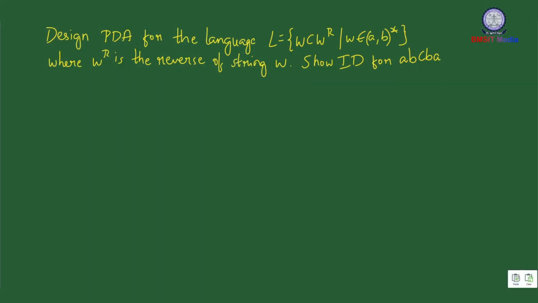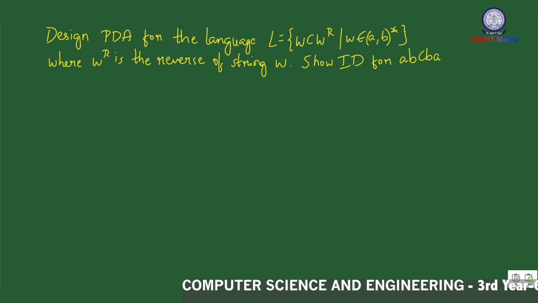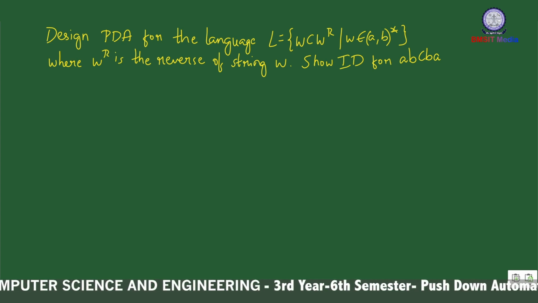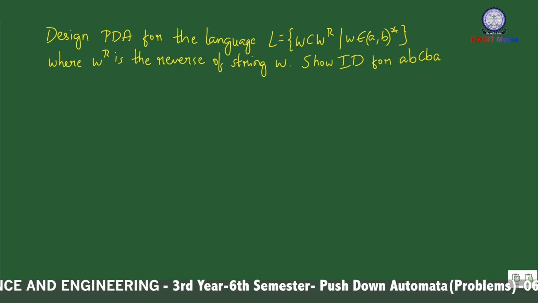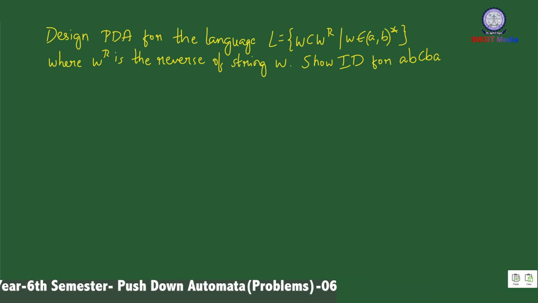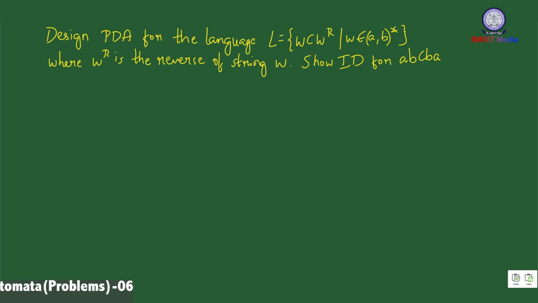Next example of PDA, we will be looking at this example. The question states: design a PDA for the language L equal to WCWR such that W belongs to (A, B) the whole star, where WR is the reverse of the string W, and show the ID, the instantaneous description, for the string ABCBA.